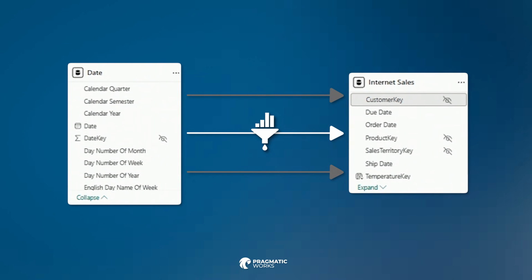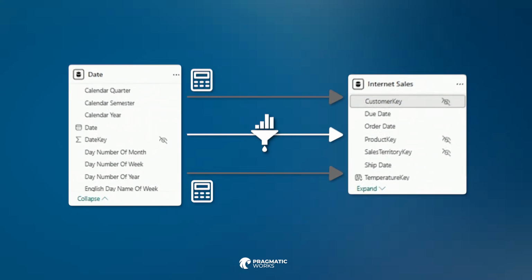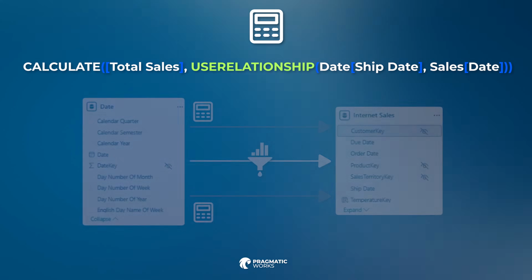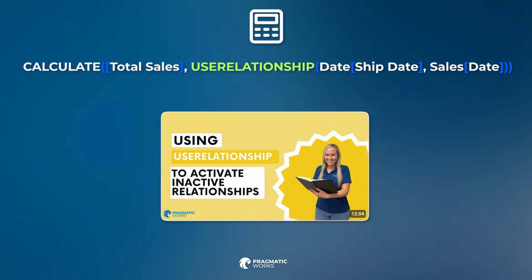In order to use those inactive relationships, we would need to use a measure that uses the USERELATIONSHIP function. I do have a video on our YouTube channel that covers this, so be sure to check that out if you're looking for how to activate and use inactive relationships in your reports.